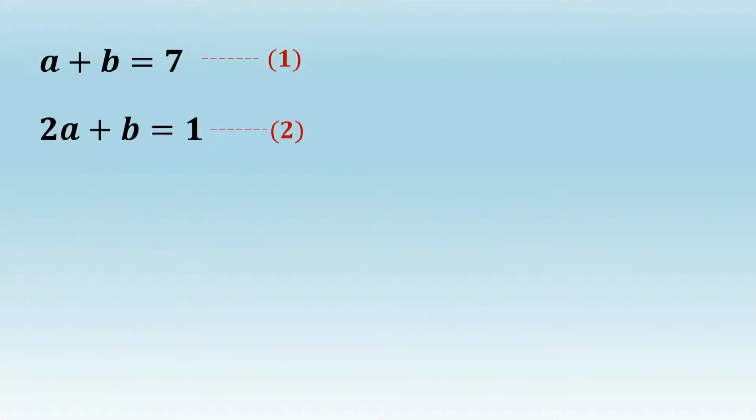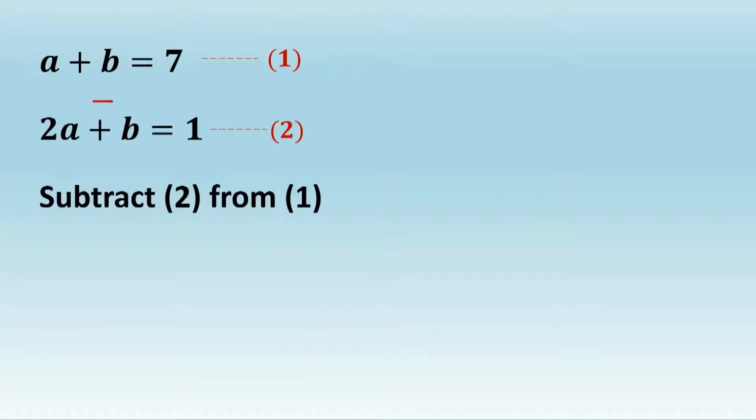We rewrite the two equations. A plus b is equal to 7. 2a plus b is equal to 1. Now we solve these two equations simultaneously. Subtract equation 2 from equation 1 to get minus a is equal to 6, which is equal to a equal to minus 6.